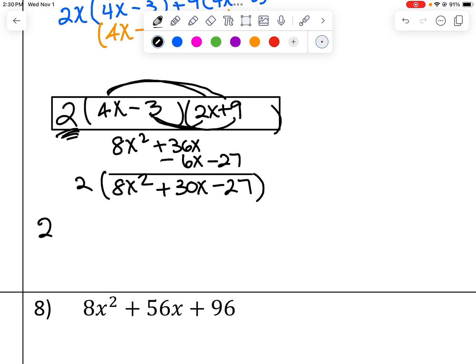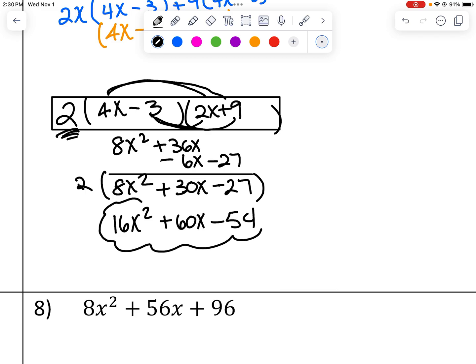It all has to be doubled, and if we double it, 2 times 8 is 16x squared. 2 times 30 is 60x. And 2 times negative 27 is negative 54. That was the quadratic that we had to start with. So this right here is our answer.